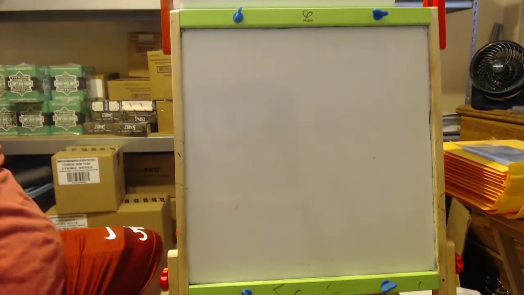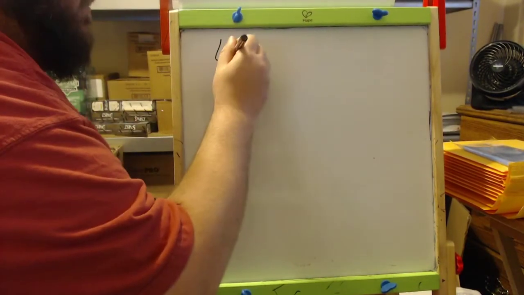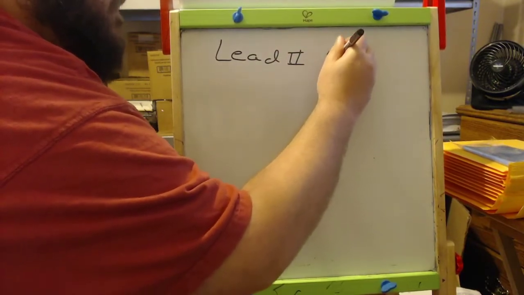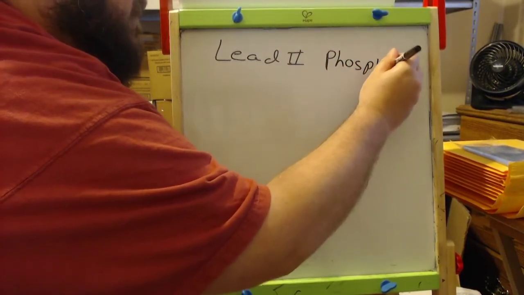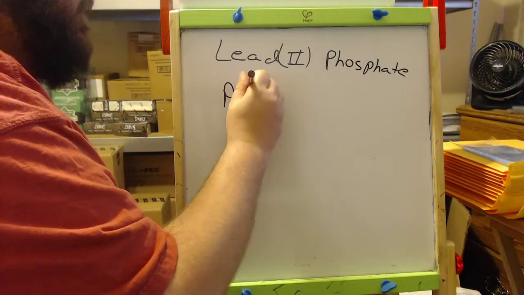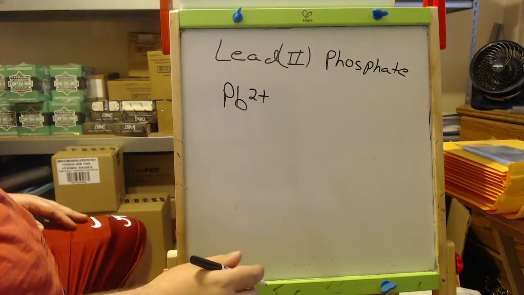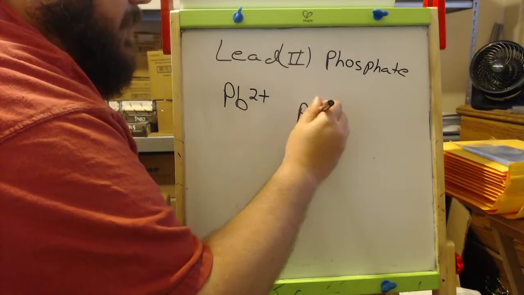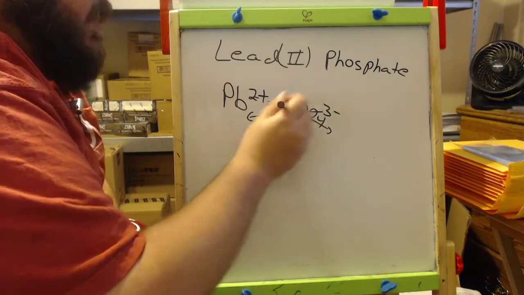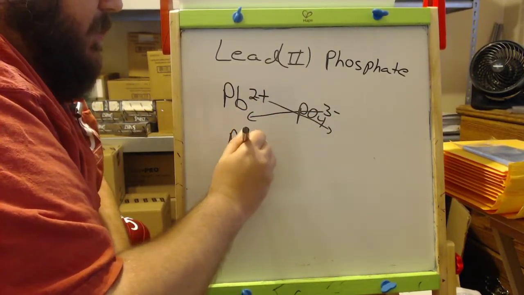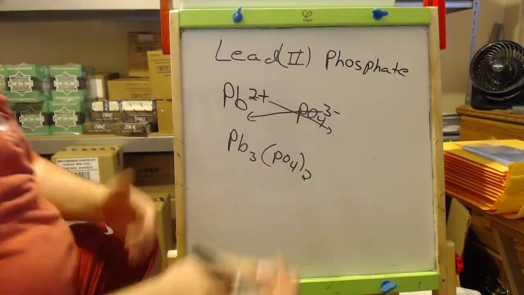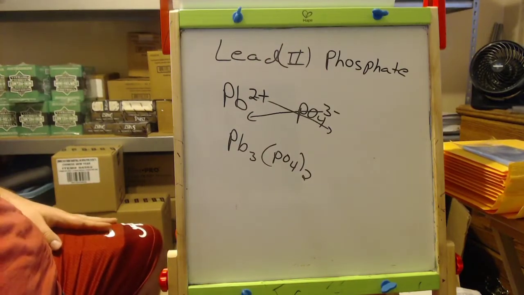Okay. So let's try another one. Let's do lead 2 phosphate. So lead is Pb, and the Roman numeral tells me the charge. Lead 2. Phosphate from my table is PO4 3-. We do the crisscross method, bring these charges down as the subscripts, Pb3, PO4 2, and we've made lead 2 phosphate.